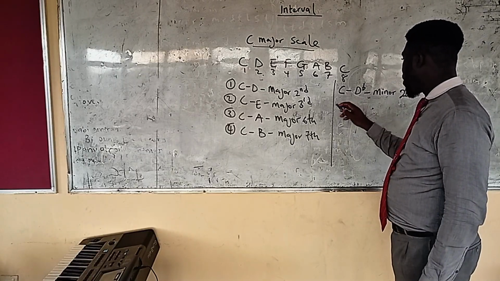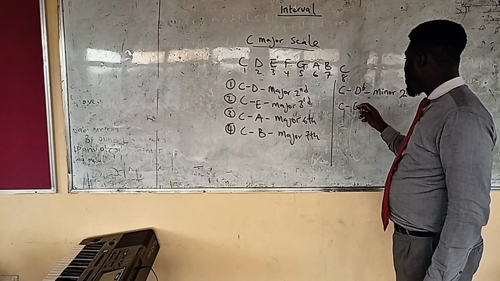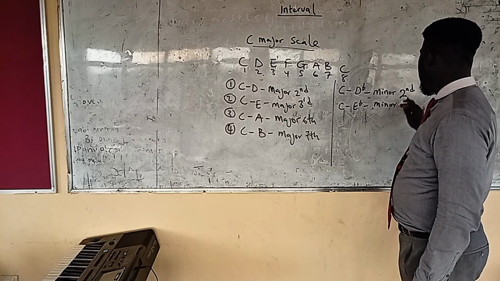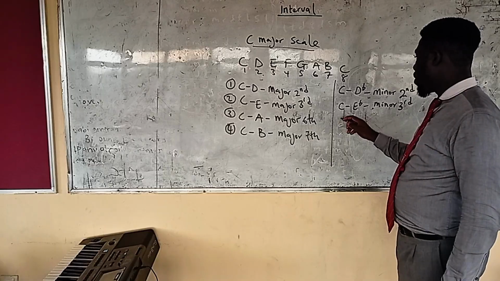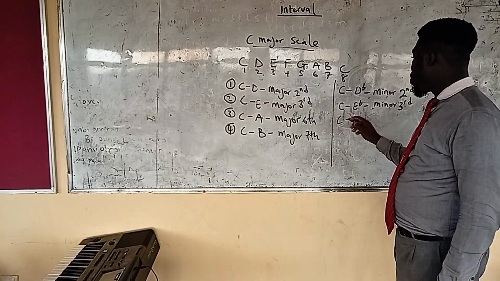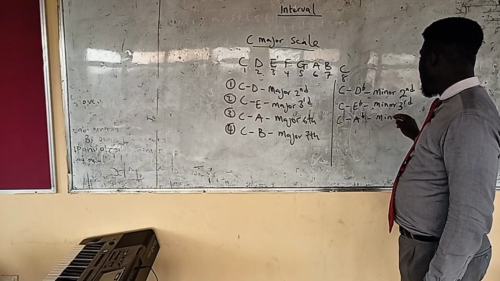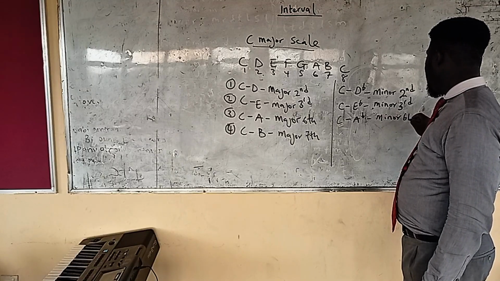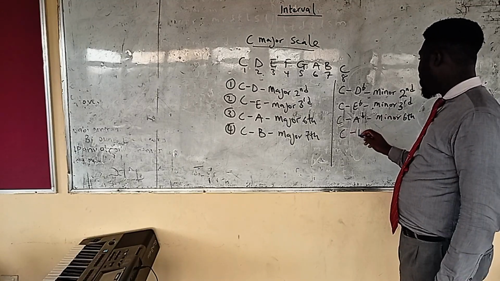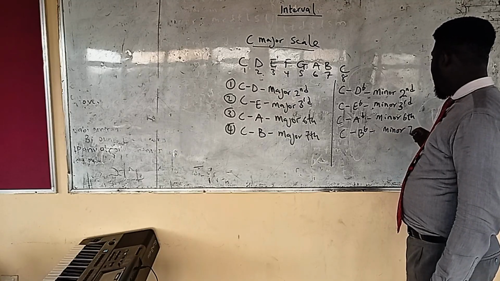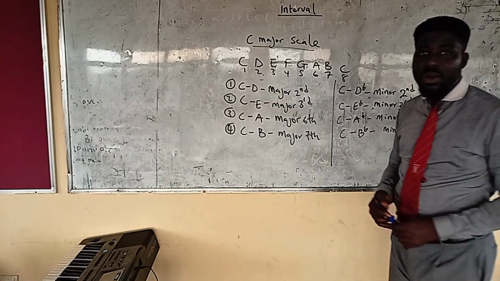C to E flat is going to be minor third. The next one, C to A flat, is going to be minor sixth. Now C to B flat is going to be minor seventh. So you can see this now.